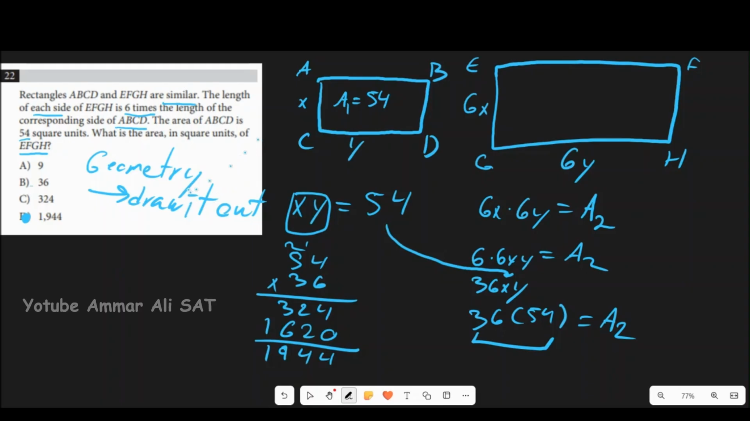What did we do? First, we recognized it was a geometry question, which means we have to draw it out. Once we drew it out, we made our two diagrams. We tried to relate them based on the information we were given. So we knew that xy was equal to 54, and then we found an xy in the equation for the area of the bigger rectangle, and then we were able to simplify that using the commutative property of multiplication. Maybe that's the wrong property. If it's the wrong property, you can check me in the comments below.